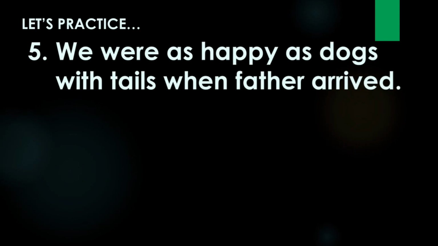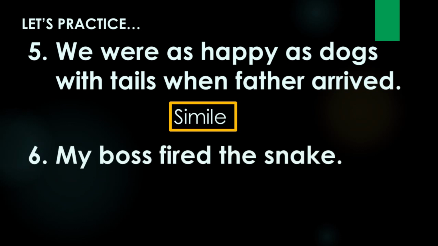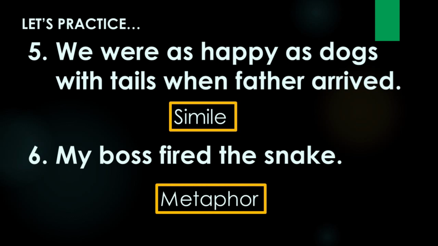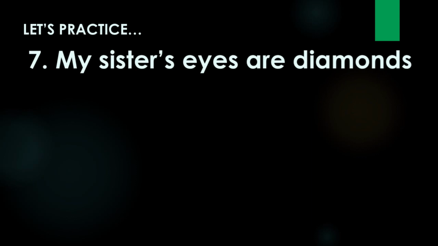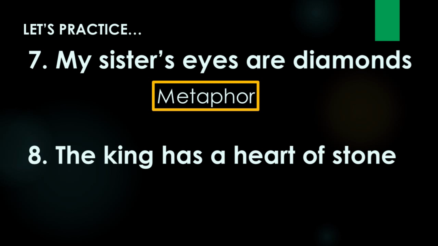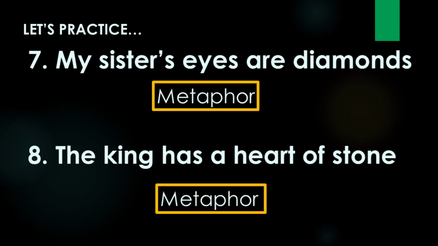Number 5, we were as happy as dogs with tails when father arrived. Is it simile or metaphor? Good, it's simile. Number 6, my boss fired the snake. Is it simile or metaphor? Alright, it's metaphor. Number 7, my sister's eyes are diamonds. Is it simile or metaphor? Good, it's metaphor. Number 8, the king has a heart of stone. Is it simile or metaphor? Good, it's metaphor.